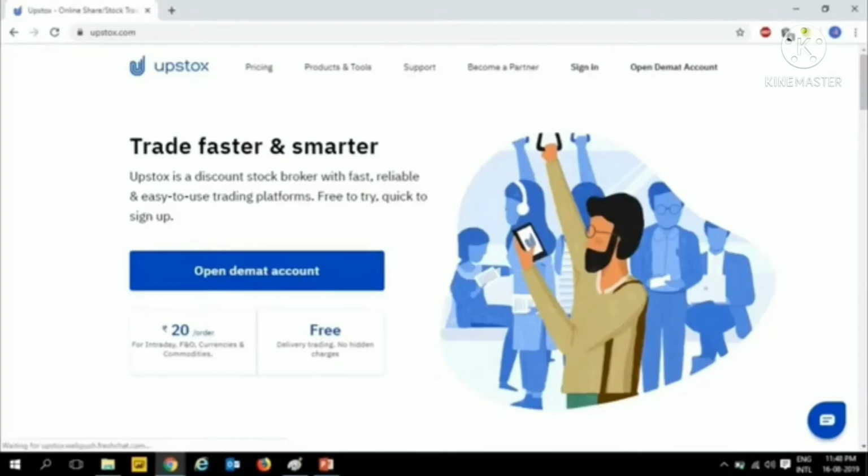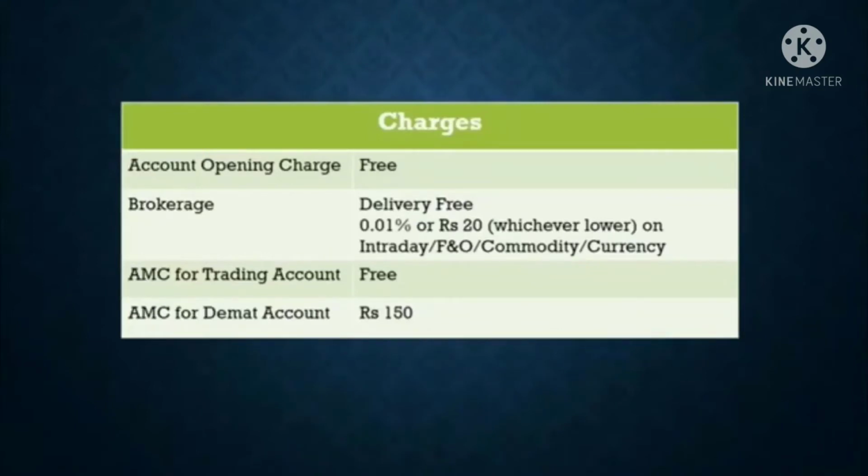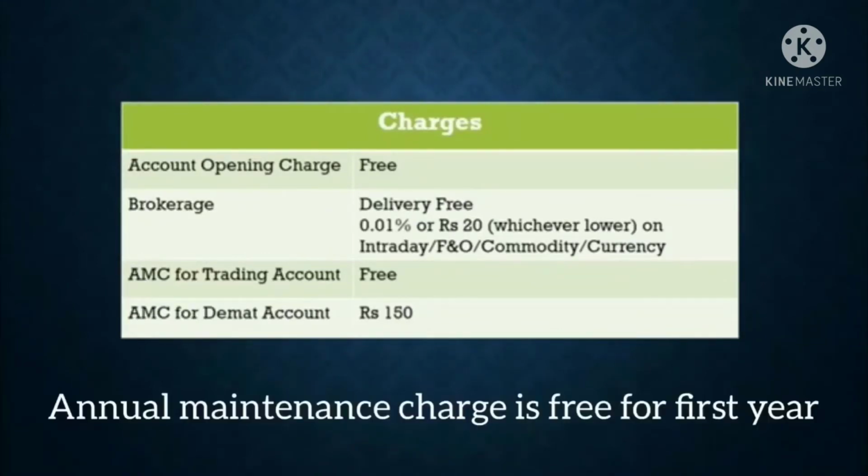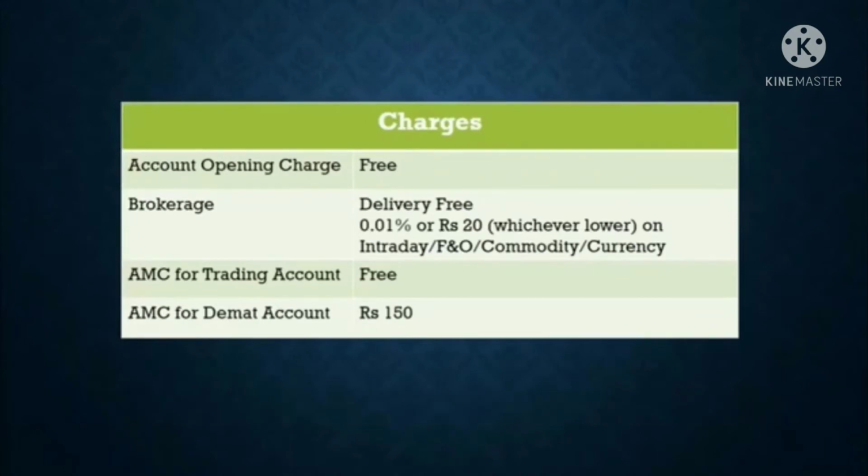Let's have a quick look at the charges. Account opening is completely free. AMC, that is annual maintenance charge, is only rupees 150. The brokerage plan is the cheapest in India. Delivery orders are completely free. For all the rest of the segments, that is intraday, futures and options, commodity and currency, you pay 0.01% or rupees 20, whichever is lower.